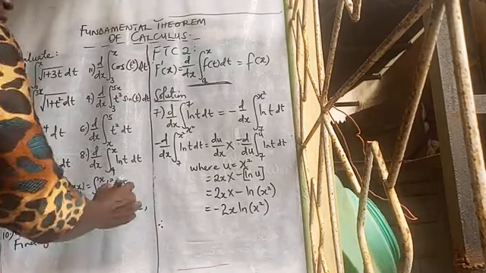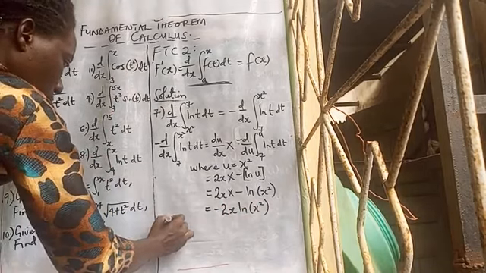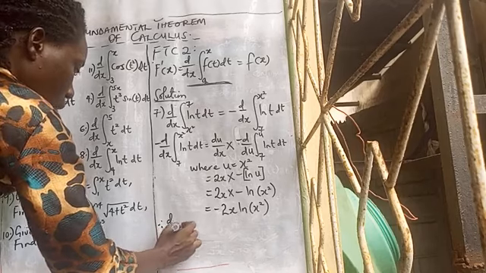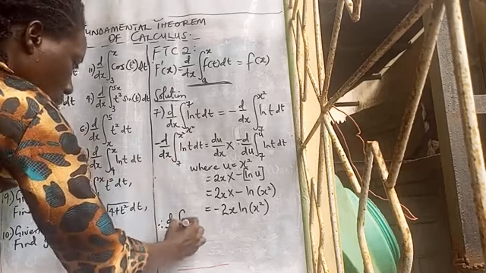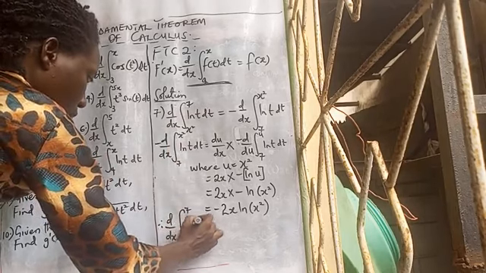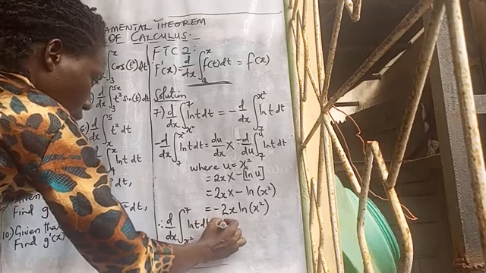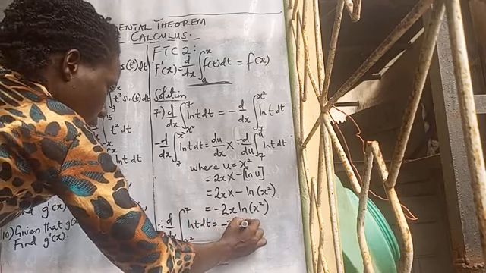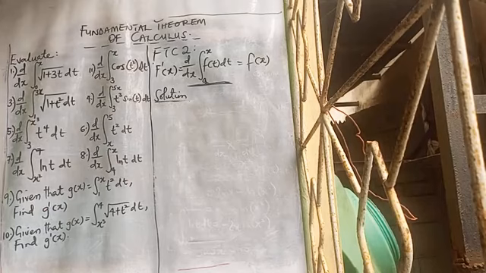Therefore, d dx of the integral from x squared to 7 of ln t dt is equal to minus 2x ln x squared. We go to question number 8.